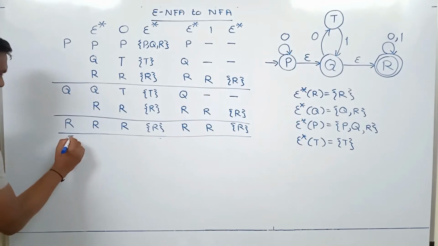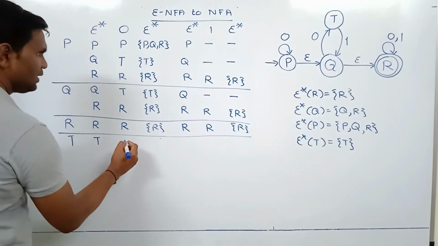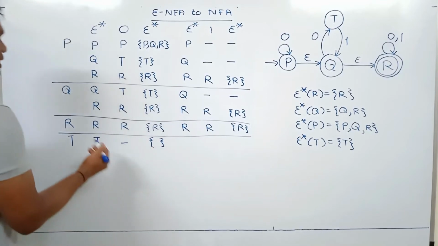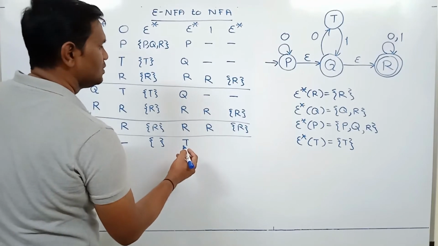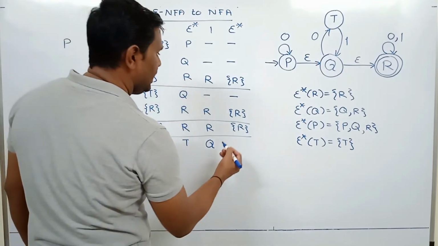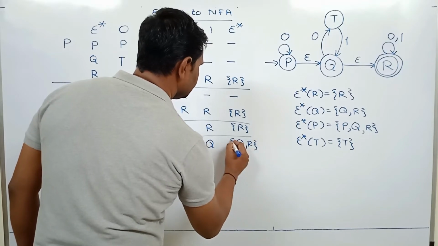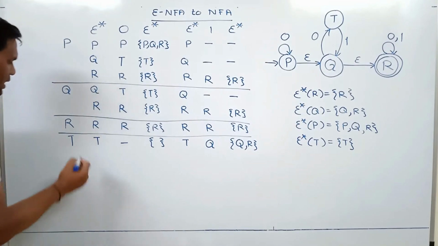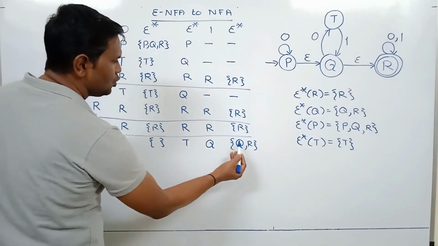Now consider state T. Epsilon closure of T contains only T. T on 0, there is no transition, so here we write empty set. Now again, epsilon closure of T, we have to write only T. T on 1 goes to Q, and epsilon closure of Q contains Q and R. So what it means, in the NFA without epsilon, T on 0 there is no transition, T on 1 will go to Q and R.